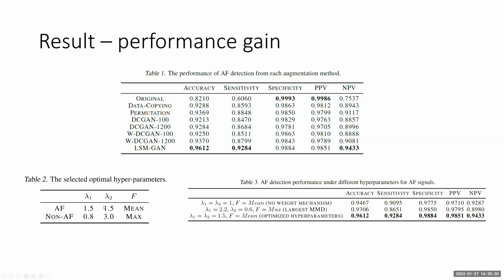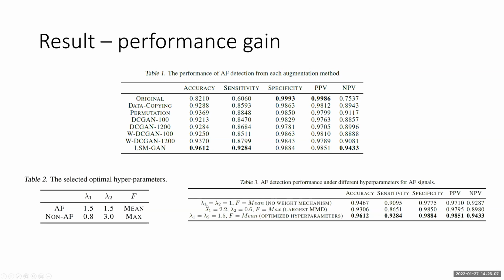Table 2 shows the hyperparameters we select for the two losses. Table 3 actually investigates, I missed one part, the non-AF class, where most of the time the rhythm is normal sinus rhythm. Lambda 2 represents the weight for self-consistency. And 3.0 means it pays much more attention to self-consistency for the non-AF signals, which is expected because for the NSR, periodicity, regularity, is most important.